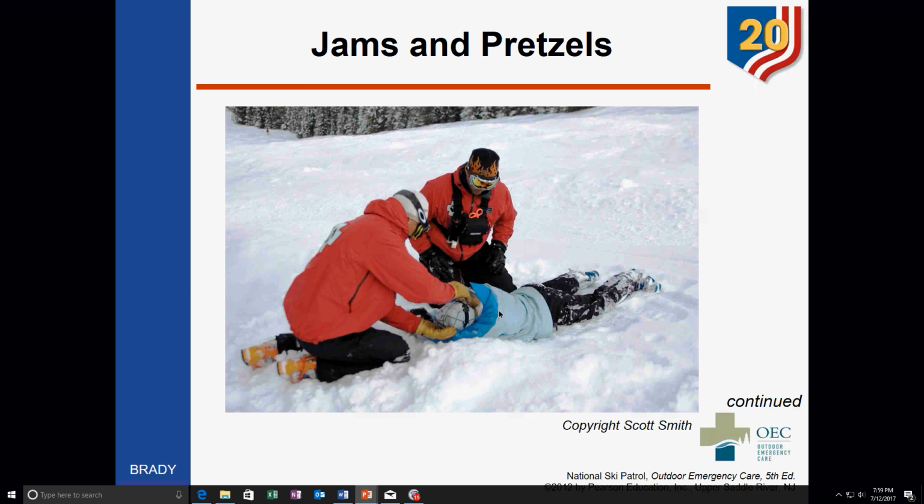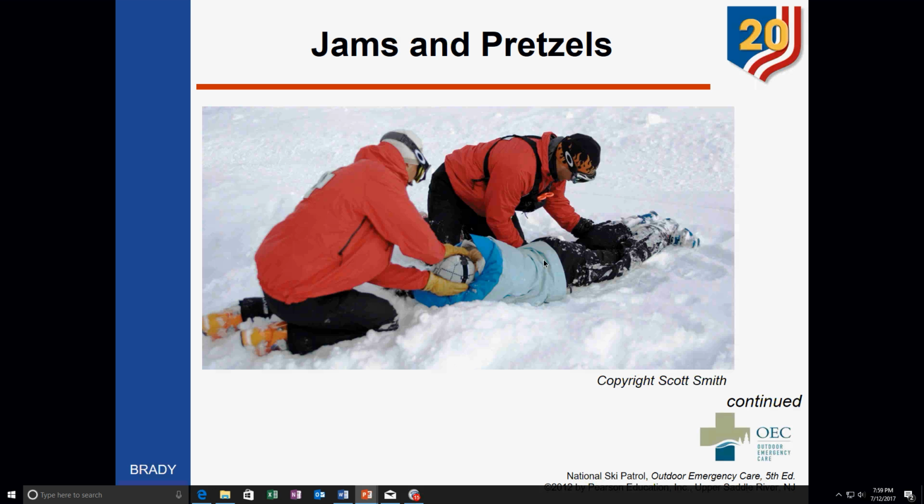But again, very carefully unjamming the pretzels, getting to position 1. So he's working together. He's probably directing him what to do, and he's controlling the head. Also, what would be good here on the hill is if this individual is also talking to this individual, checking the level of consciousness, making sure they understand what's going on, because this person is in shock.